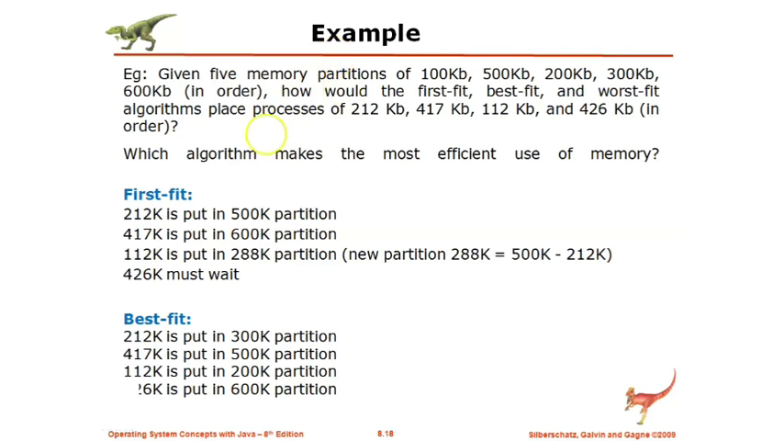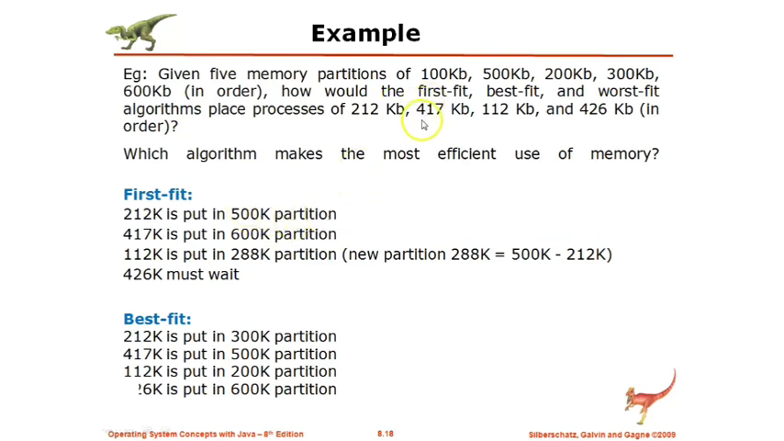The first process is of size 212 KB. It will go on scanning the partitions. The first partition is 100 KB, so this cannot be satisfied. The next partition is 500 KB, which is larger than needed. So the 212K process is put in the 500K partition, and the remaining block will be made available to the next processes, that is 278K.